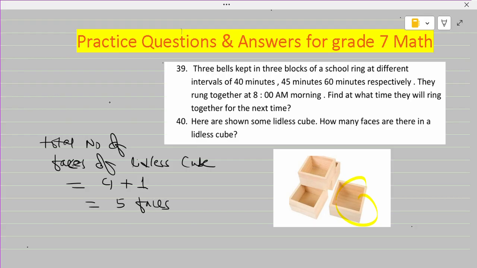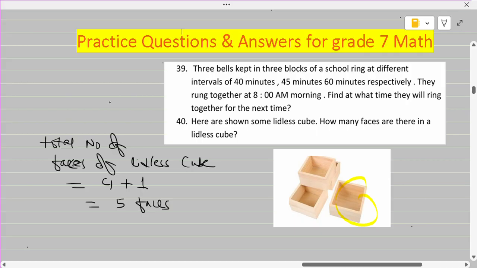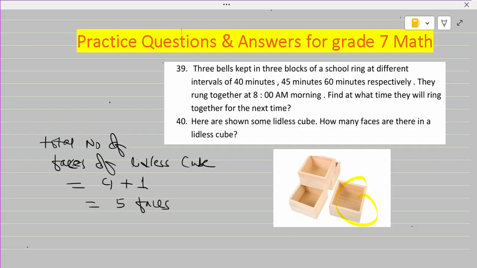It is without lead, not without the. Now if its lid is closed on top also, like a Rubik's cube, then all faces are there: 4 faces around, and top and bottom face, so a total of 6 faces. Or look at our room: 4 walls, and you can see the floor and the ceiling, so a total of 6 faces in the cube or cuboid. But here, with the leadless cube, there are only 5 faces. So I made it clear with number 40 also.